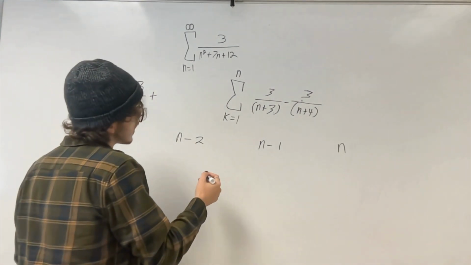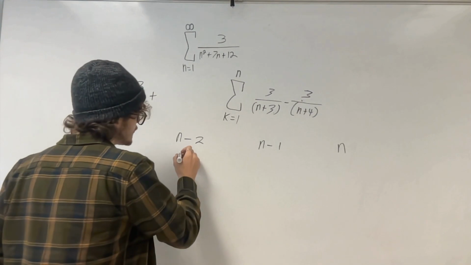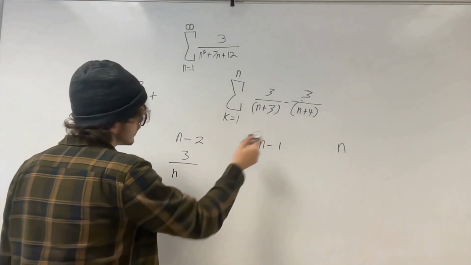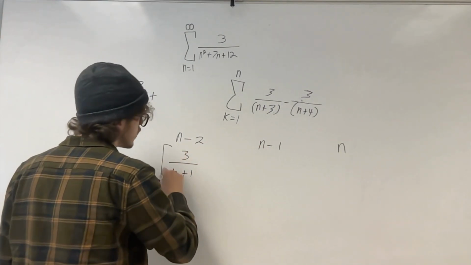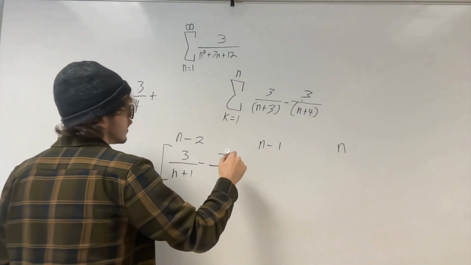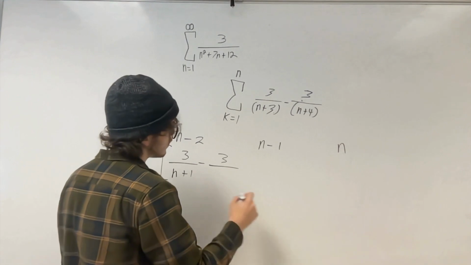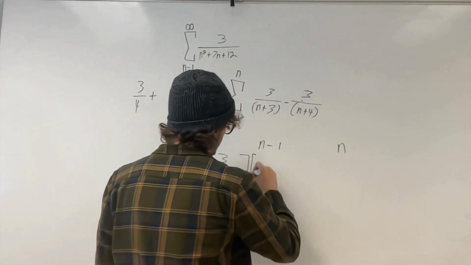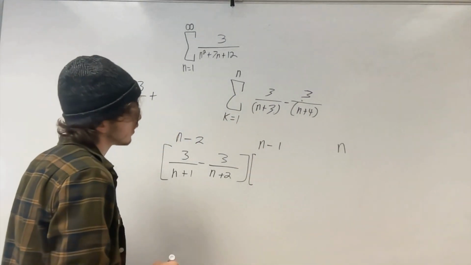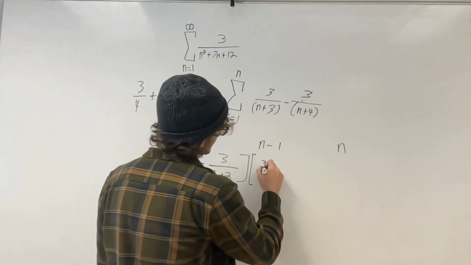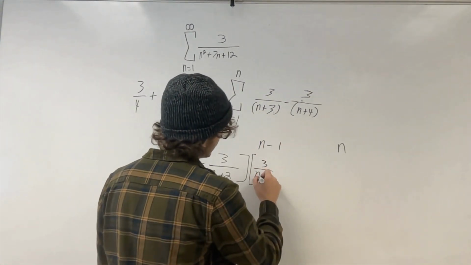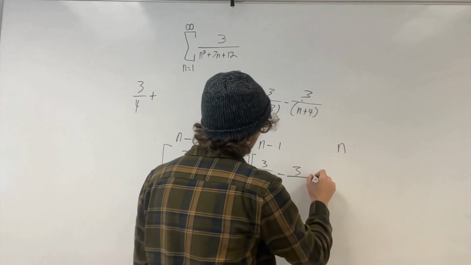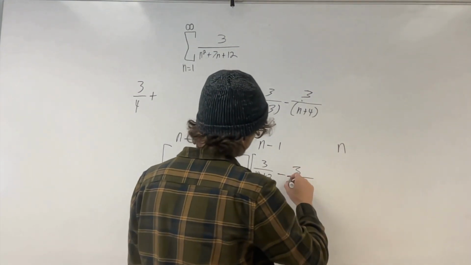N minus 2, what is that? Well, that's going to be 3 over n minus 2 plus 3, that's going to be n plus 1, minus 3 over, and this is n minus 2, so this is n minus 2 plus 4, that's n plus 2. Okay? For n minus 2, let's see what we get there. Or sorry, n minus 1. So this is going to be 3 over n minus 1 plus 3, that's n plus 2, minus, do the same thing here. This will be n plus 3.